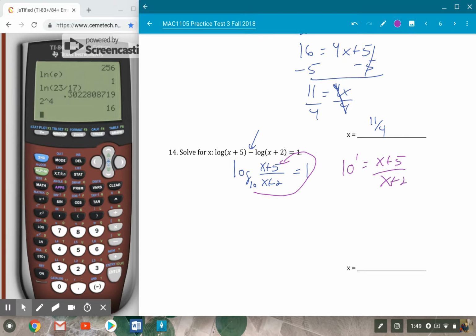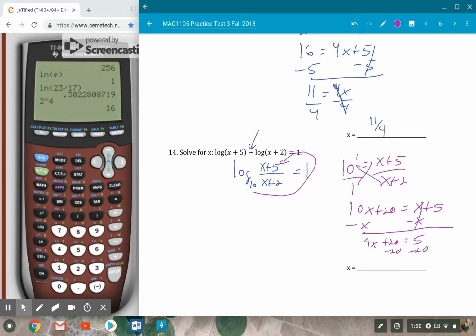And this is my equation to solve. I can think about this as 10 over 1. So I've got a fraction on each side, and I can cross multiply. 10 times x plus 2 will give me 10x plus 20. 1 times x plus 5 is still x plus 5. I can take away an x on both sides. So I get 9x plus 20 is equal to 5.